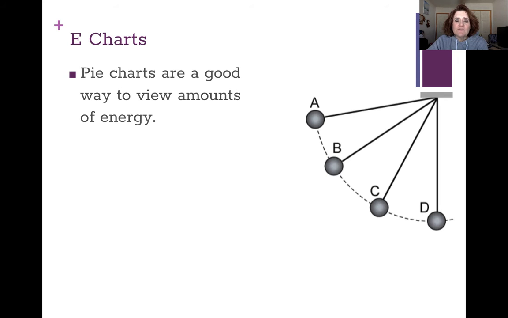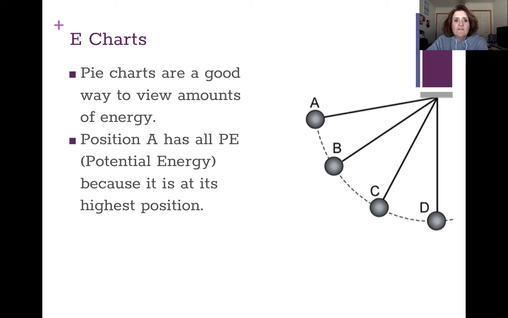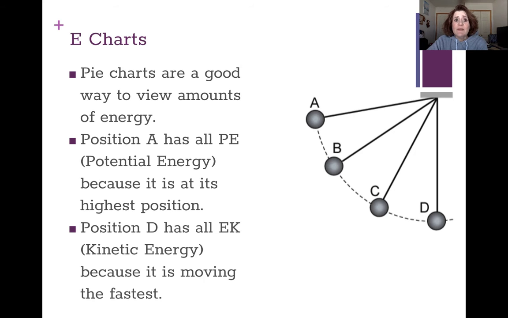So energy charts, pie charts are a really good way to view the amount of energy present. If all of the energy at position A is potential energy, because it's at its highest point, and all of the energy at position D is kinetic energy because it's moving its fastest, we would designate that by a simple circle completely filled in with Eg at position A and Ek at position D.